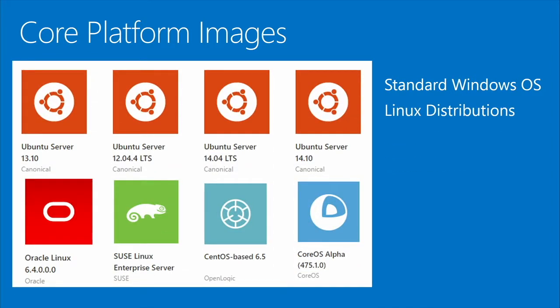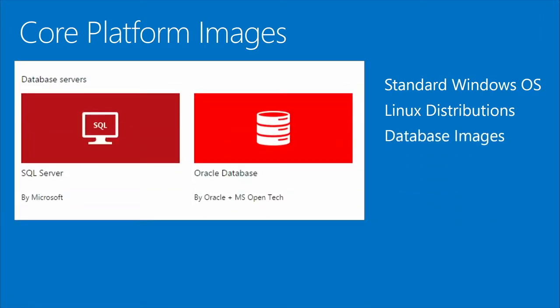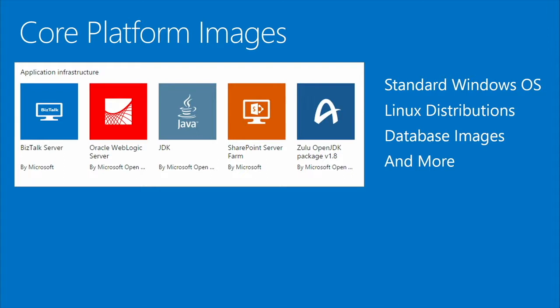You can see here that we've got a number of different Linux distros offered, including Ubuntu, Oracle Linux, SUSE Linux, CentOS Linux. We also have images that include layered software, including databases like SQL Server and Oracle Database. And then we've got a variety of images that include other software baked into them already, like BizTalk Server, for example.